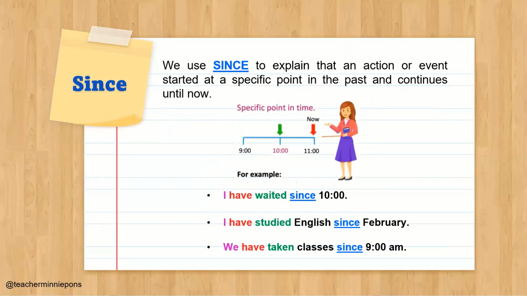Since. We use since to explain that an action or event started at a specific time point in the past and continues until now. For example, I have waited since 10 o'clock. I have studied English since February. I have taken classes since 9 o'clock.